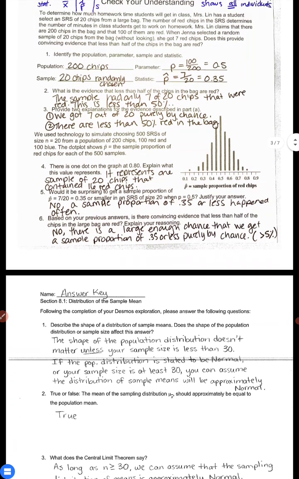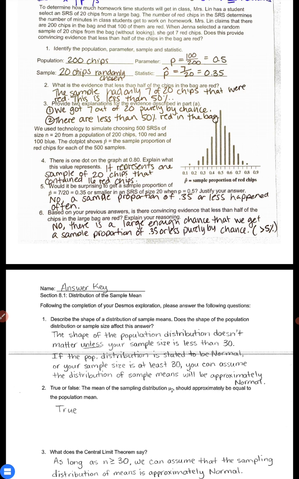So it says, to determine how much homework time students will get in class, Mrs. Lynn has a student select a simple random sample of 20, I'm assuming those are poker chips, not potato chips, from a large bag. The number of red chips in the simple random sample determines the number of minutes in class students get to work on homework. Mrs. Lynn claims that there are 200 chips in the bag and that 100 of them are red. When Jenna selected a random sample of 20 chips from the bag without looking, she got 7 red chips. Does this provide convincing evidence that less than half of the chips in the bag are red?